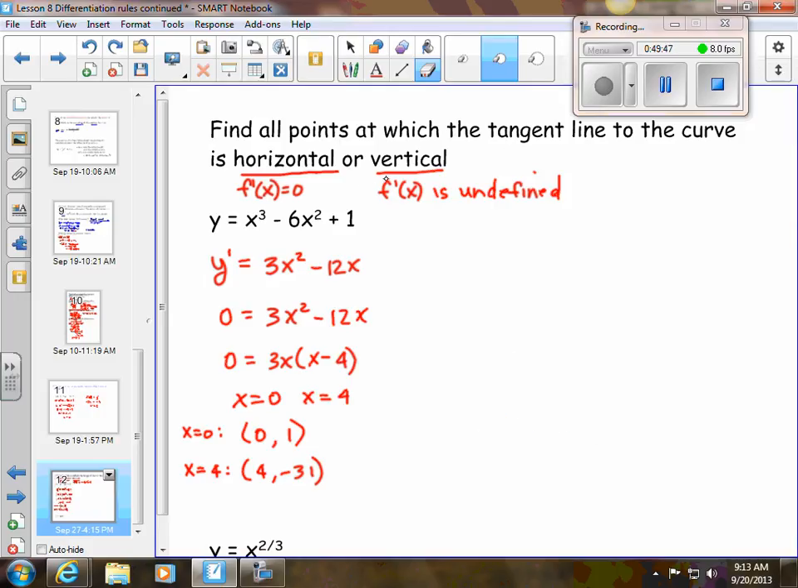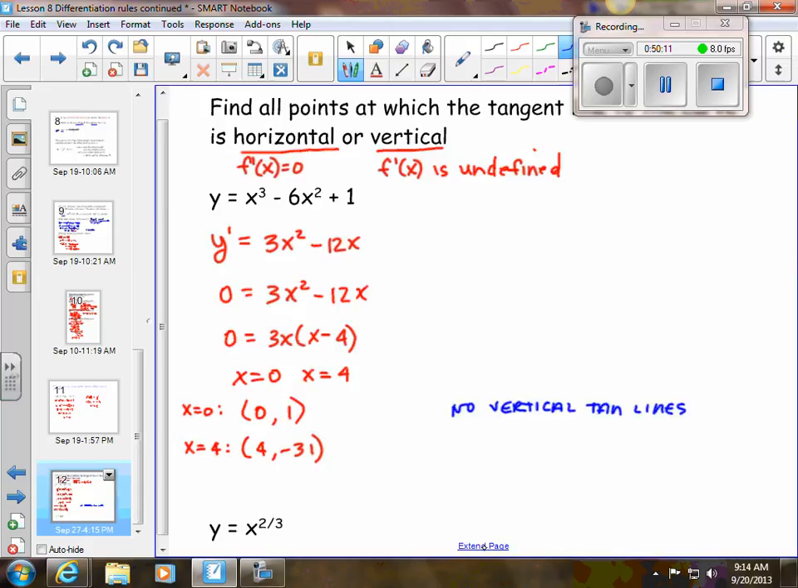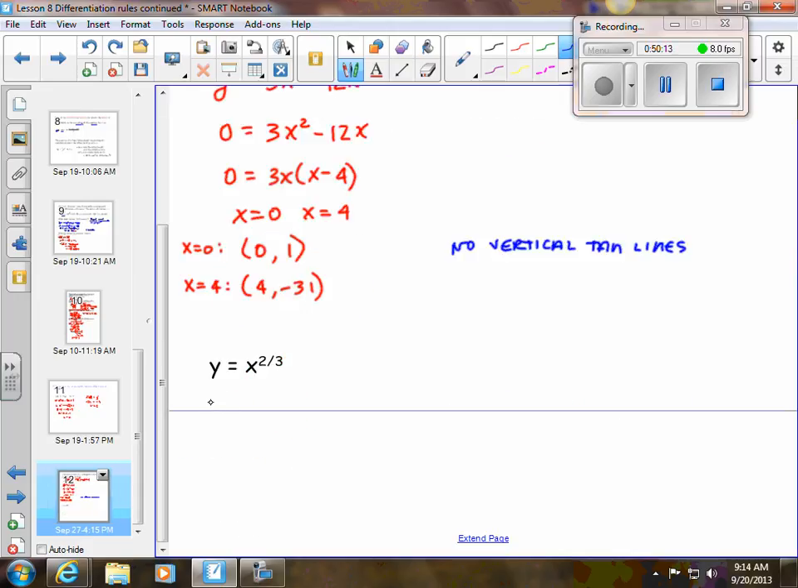And the other part of the question was to determine where the tangent line is vertical. Is this derivative ever undefined? So it has no vertical tangent lines. And last example, same directions. What is the derivative of x to the 2/3? 2/3 x to the -1/3.